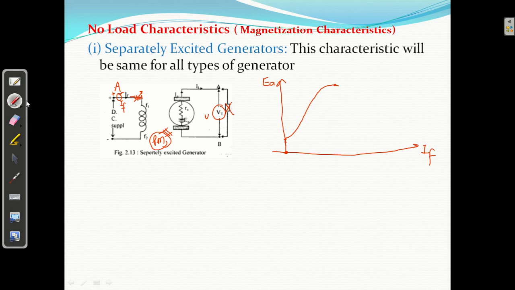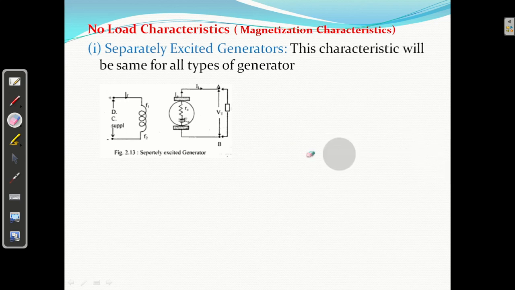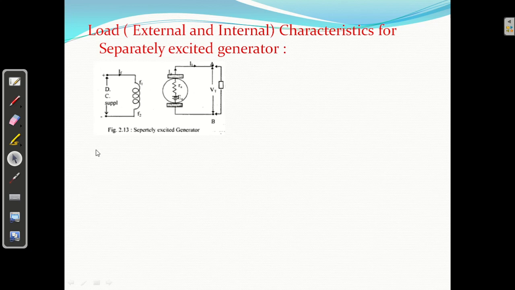Second characteristic we are going to discuss, that is called as load characteristics. I am going to discuss. So this one, field current versus EA, is the magnetizing characteristic. Second characteristic we are going to discuss, that is called as load characteristic or external and internal characteristic for separately excited generator.